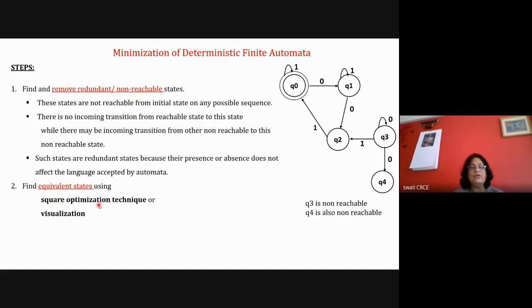In the exam, they don't say which method you have to use, but you can use any method. According to me, the square optimization technique is easy to do because it's a presentable technique.